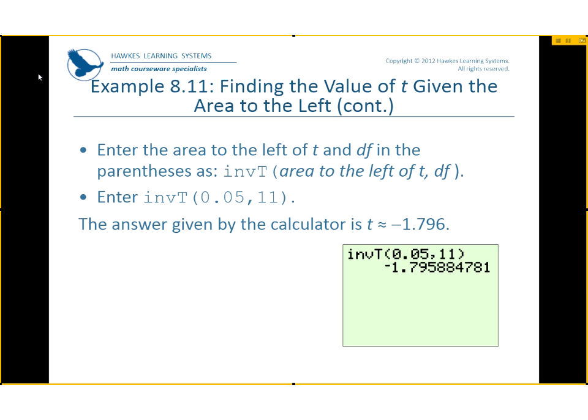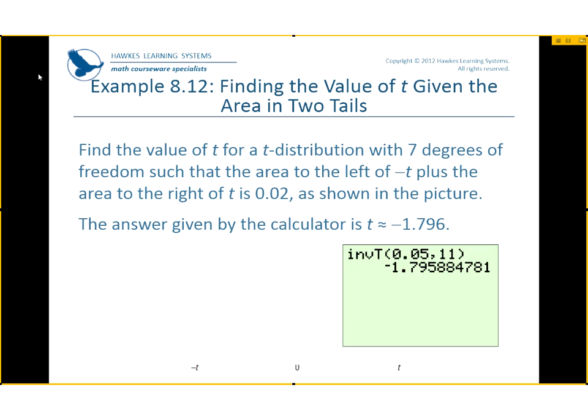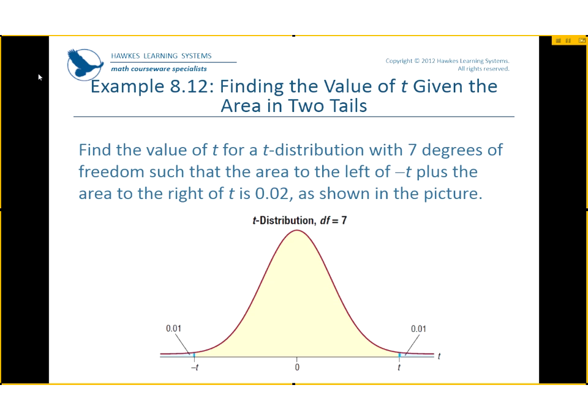When you're finding areas to the left, they're going to be negative. When they're going to the right, they're going to be positive. Okay, so this is given 2 tails.